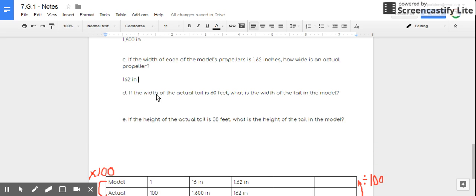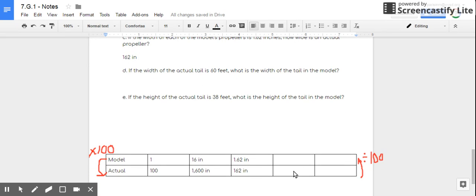Now part D, it says if the width of the actual tail is 60 feet, what is the width of the tail in the model? So the width of the actual is 60 feet, and now we have to find the model. If we're going now from actual to model, working our way from the denominator to the numerator, if we look at the arrow right here, we need to divide by 100. So 60 divided by 100 is 0.6, and that would also be in feet. We have to use the same units. Our answer is going to be 6/10 of a foot.